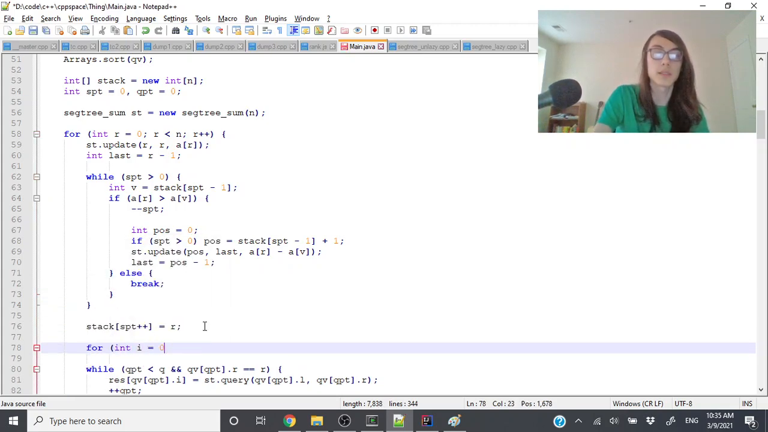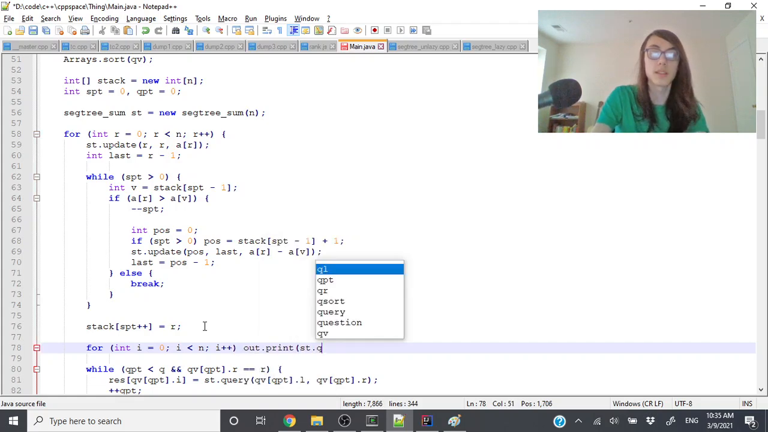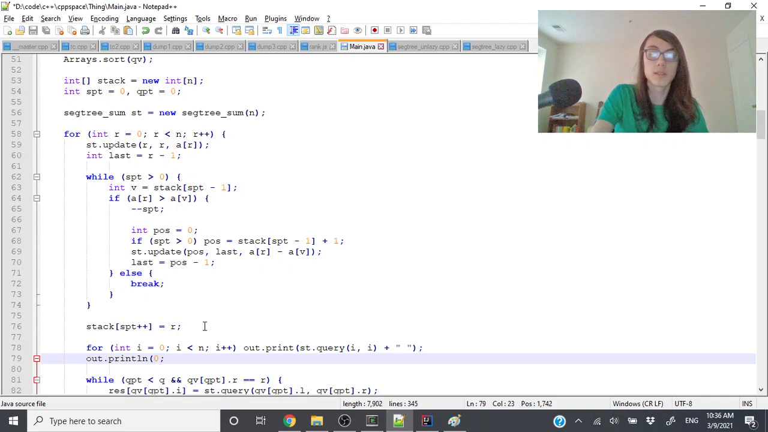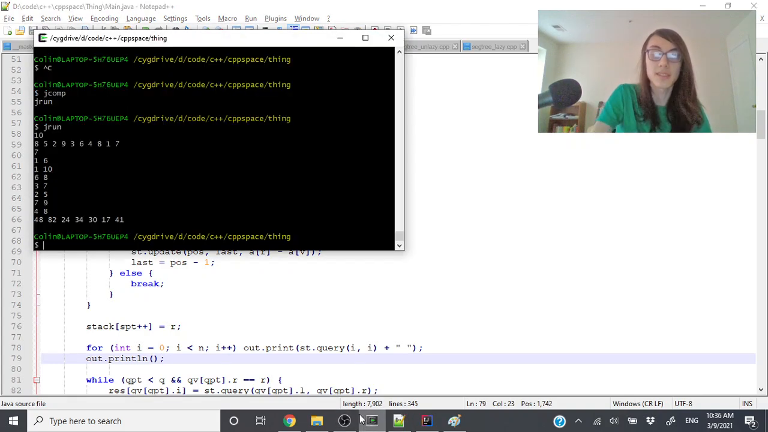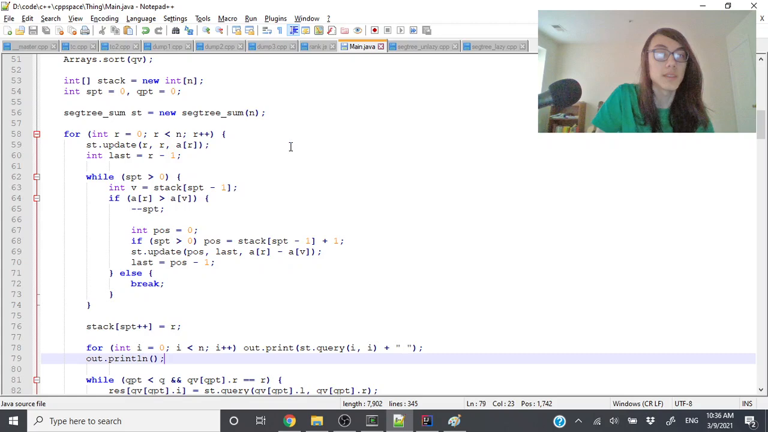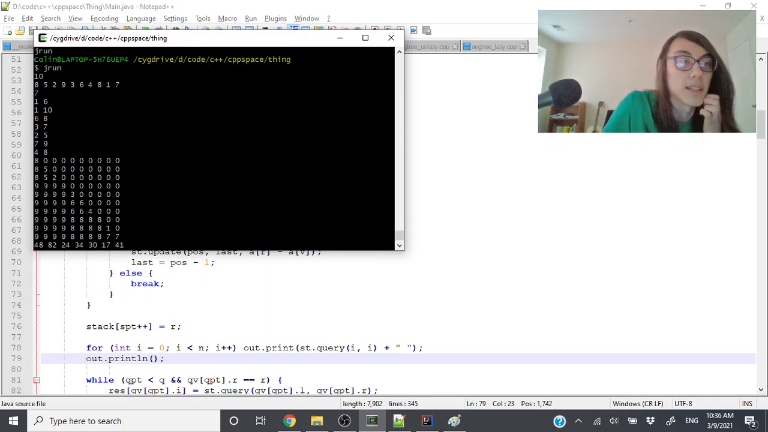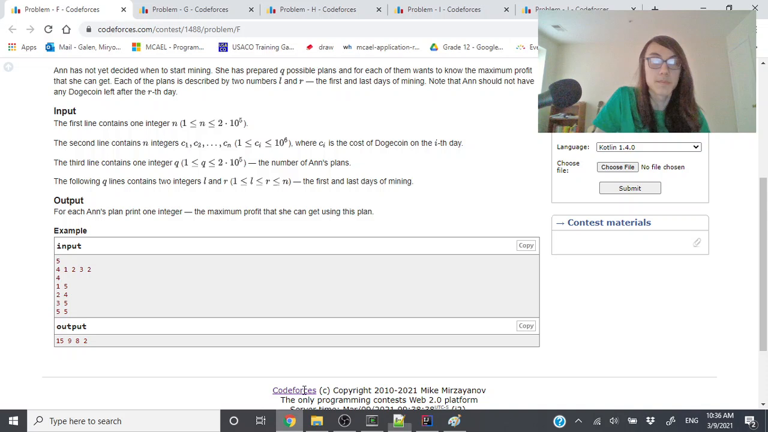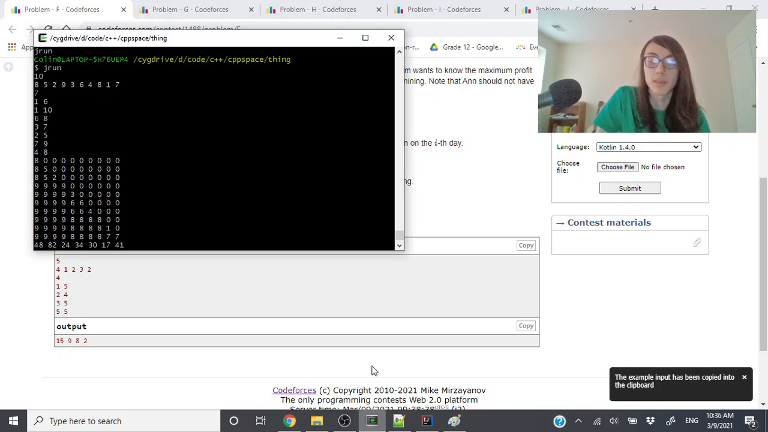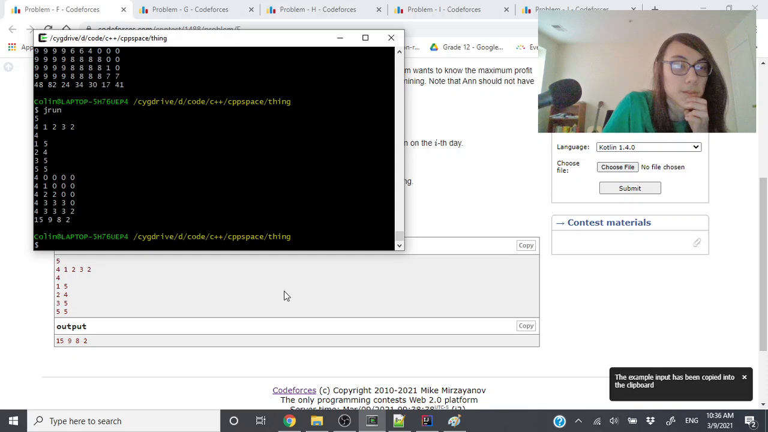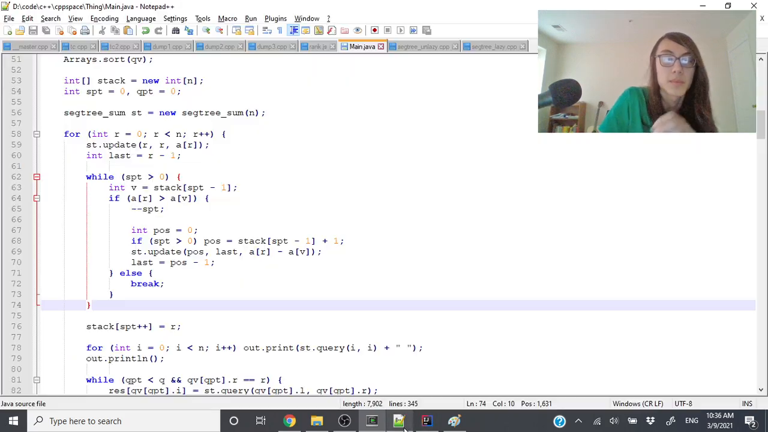So for int i equals 0, i less than n, i plus plus, out.print st.query(i) plus space, out.println. Just doing this because I want to avoid wrong answers, and if I have to debug, I'm going to have to debug anyway. Oh, that's not what I meant to do. So let's see. 885, 852, 9999, 993, yep. 4, 8, 8 takes over everything, 1, 7. Perfect. And we'll check the same thing here. So 4, 4, 1, 4, 2, 2, 4, 3, 3, 3. Yep, looks perfect. Okay.